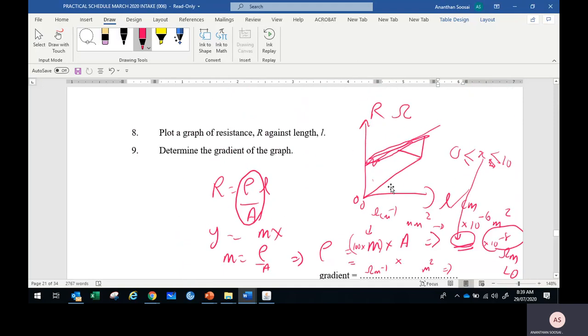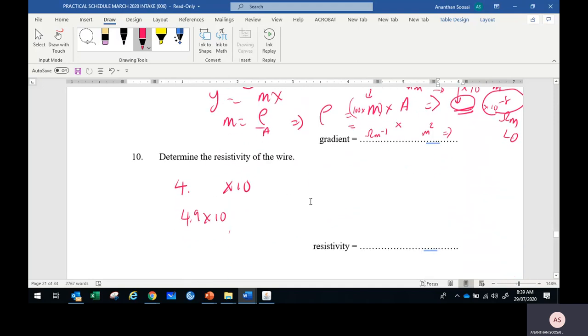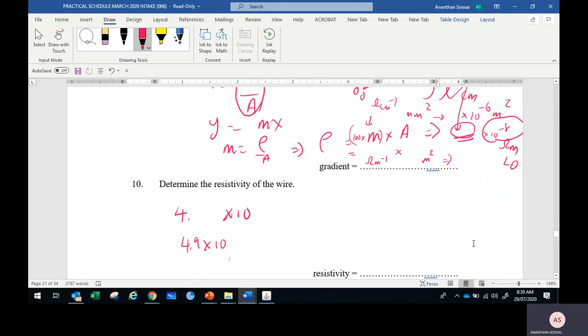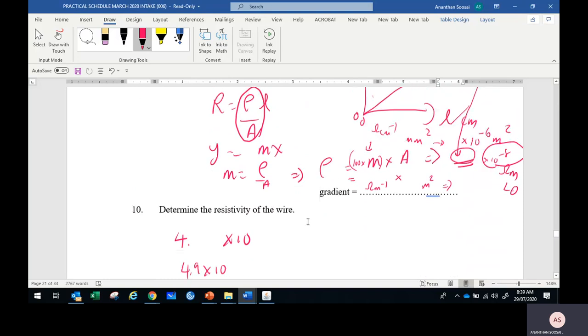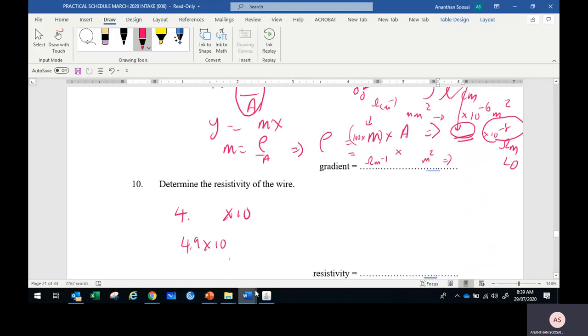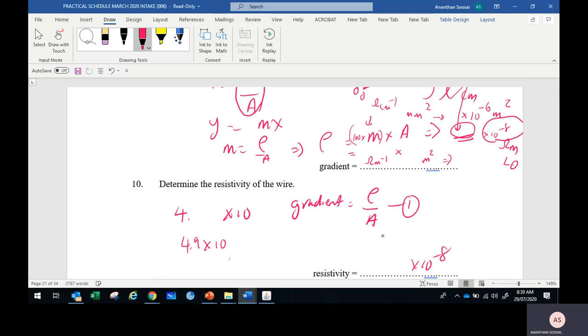So that's your gradient and resistivity. Final resistivity. Gradient, just get the gradient. The one I explained just now is for the resistivity. Okay, first statement, what you must say? The gradient is equals to what? The first statement, gradient is equals to rho over A. You must say this. This is one mark. Then show the calculation. Then you should get 10 power negative 8, plus minus 10%.